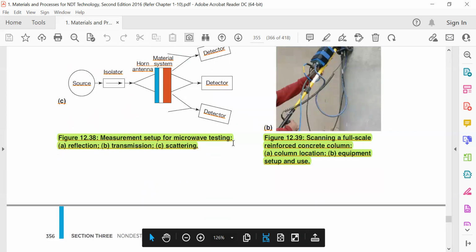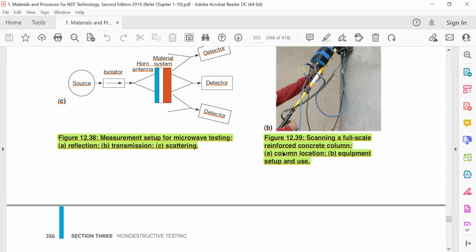So measurement setup, microwave testing, reflection, transmission, scattering, scanning a full-scale reinforced concrete column, equipment setup and use.